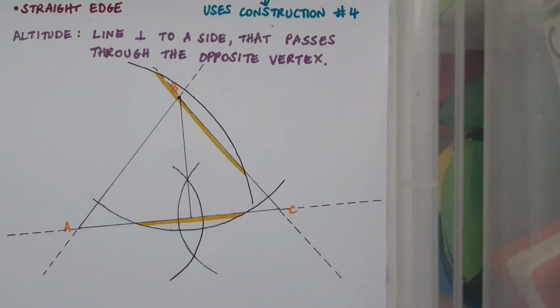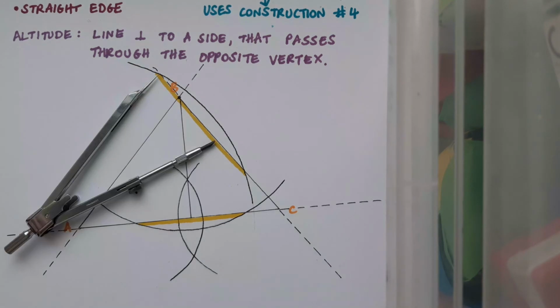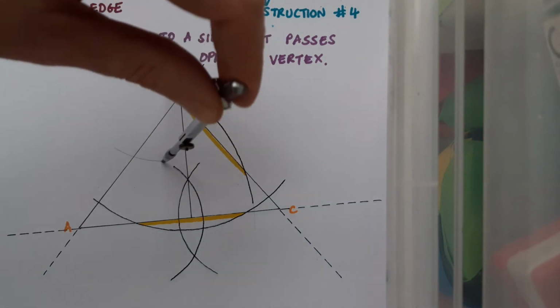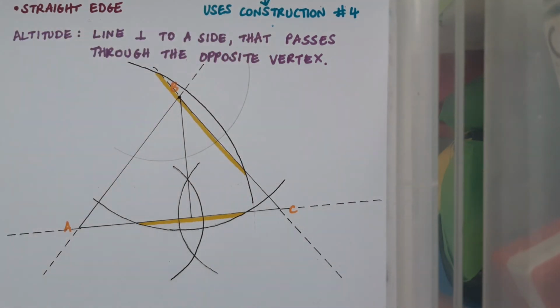Again, at this stage, I'm just constructing a regular perpendicular bisector. I'll start by checking that my compass is open to more than half the length of this yellow portion. And then I'll draw an arc above and below the line BC.